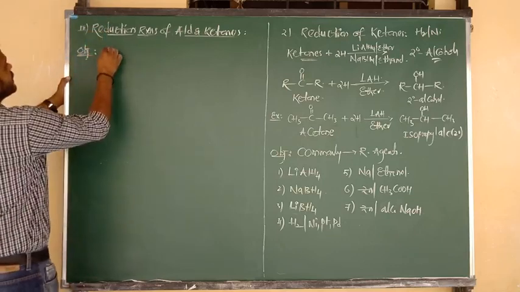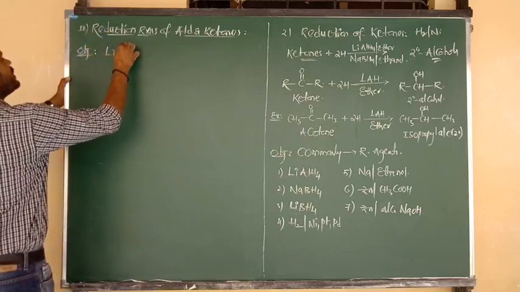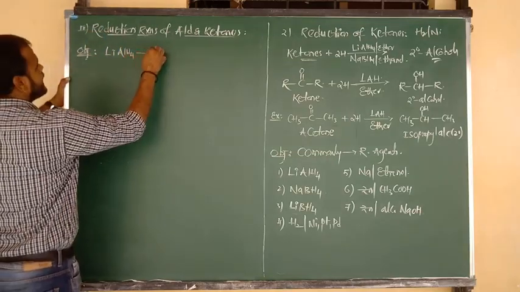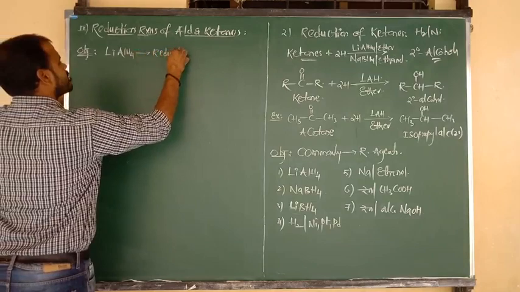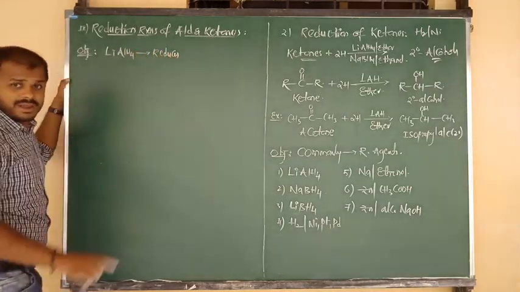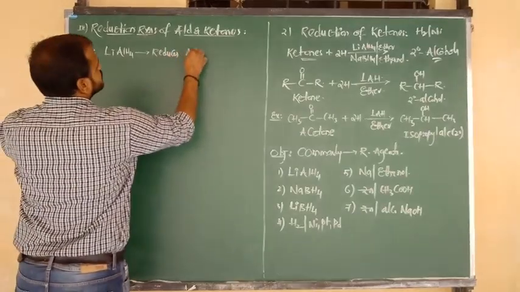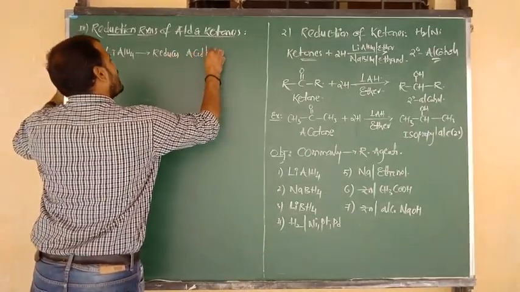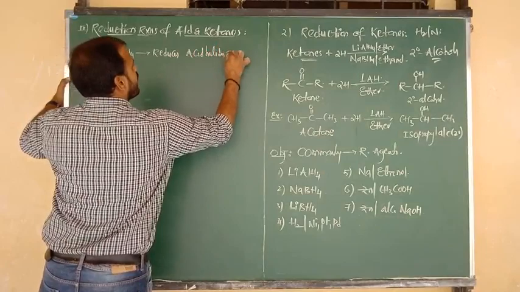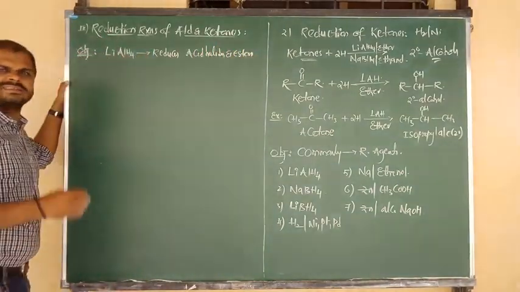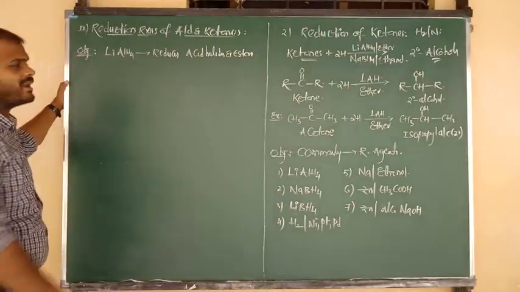So try to remember. Lithium aluminium hydride can reduce aldehydes and ketones, as I have told you so many times, and it can also reduce acid halides and esters. Acid amides and acid anhydrides can all be reduced by lithium aluminium hydride.